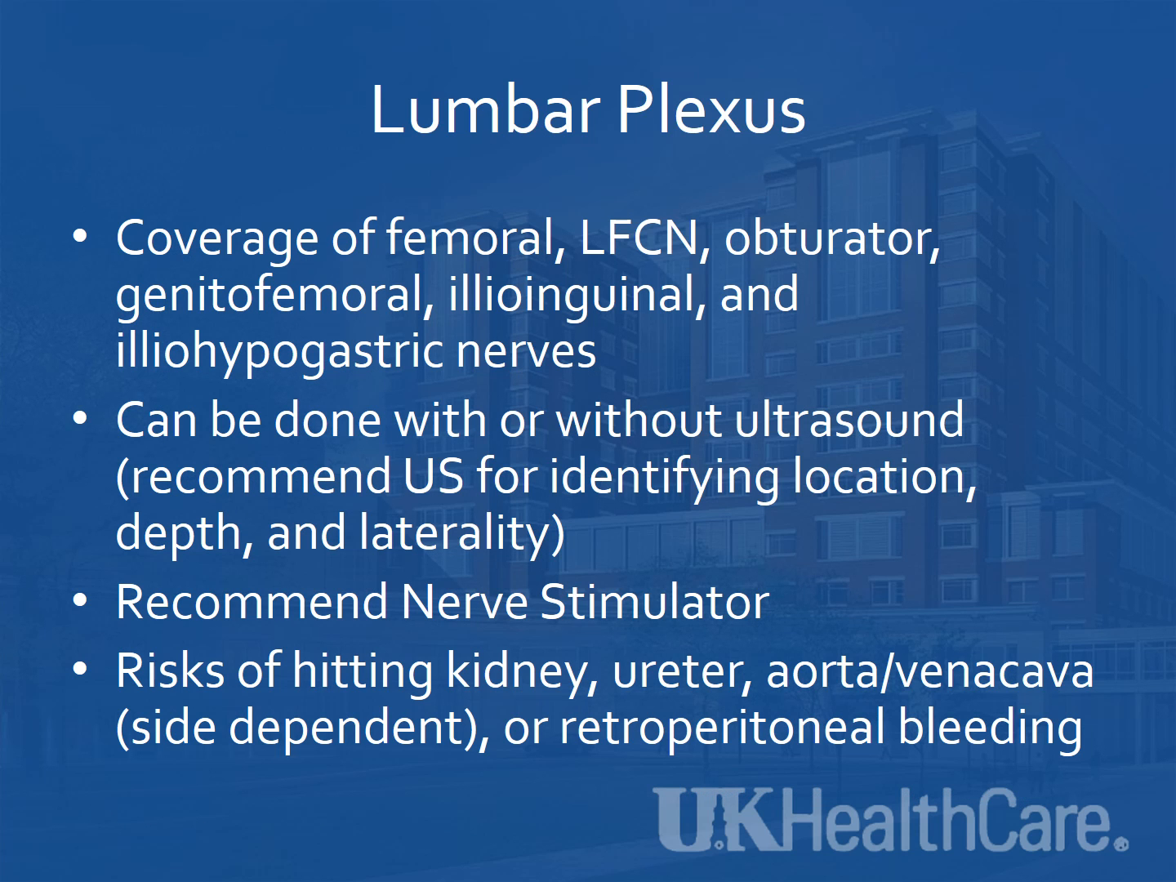So the branches from the lumbar plexus include the femoral, lateral femoral cutaneous, obturator, genitofemoral, ilioinguinal, and iliohypogastric nerves. All those branches come from the lumbar plexus. So it's root segments of L1, 2, 3, 4, 5, sometimes T12, sometimes S1, but really just those lumbar segments give rise to the plexus.